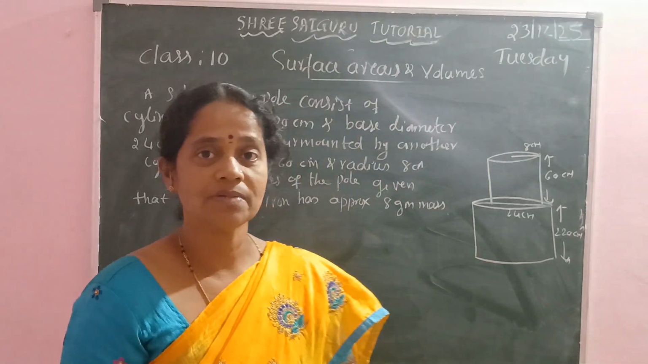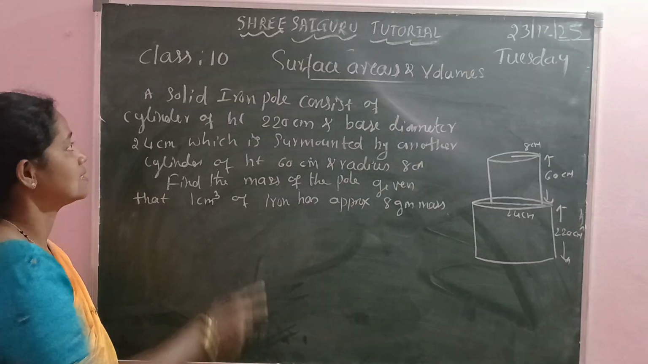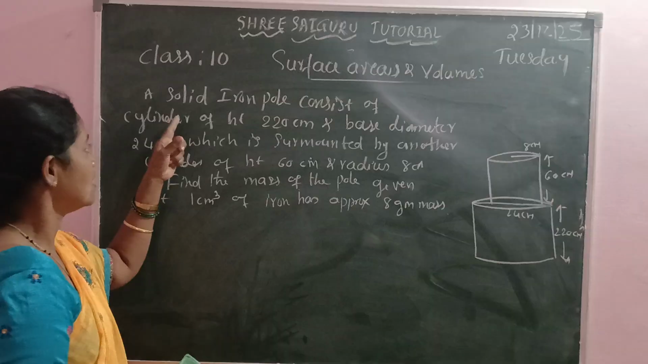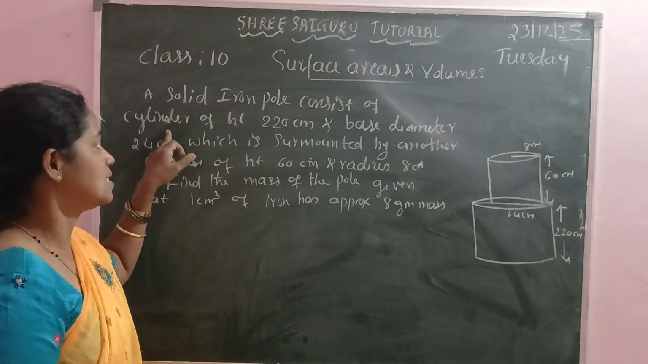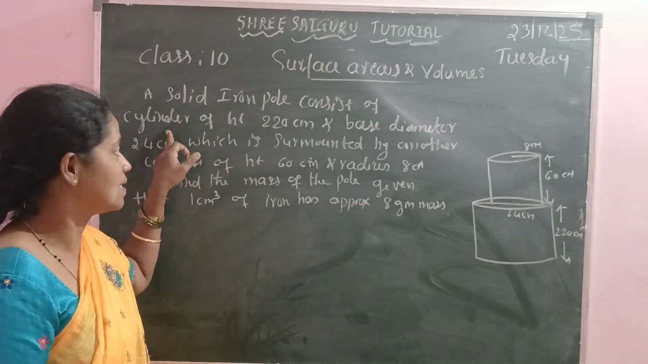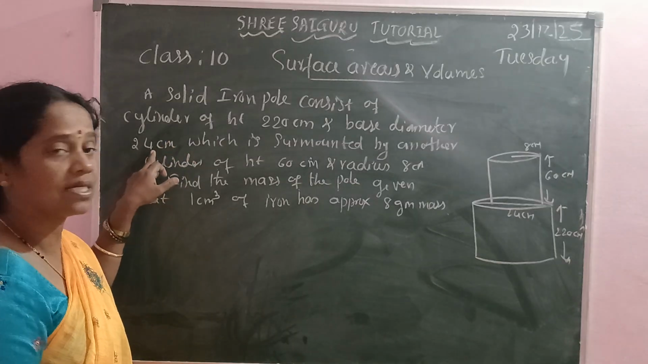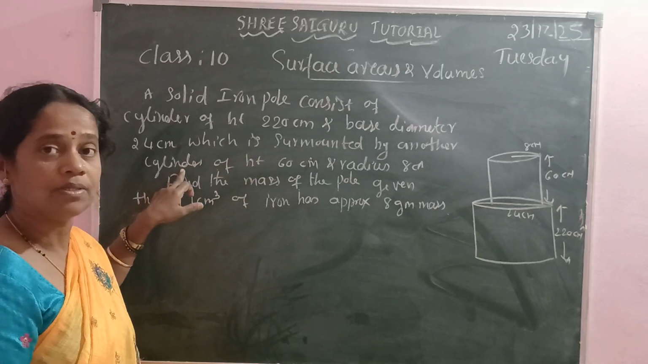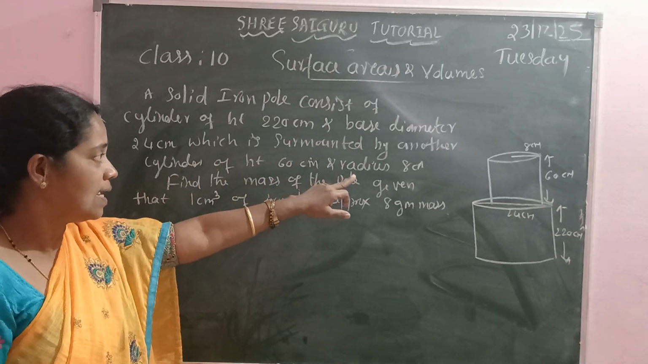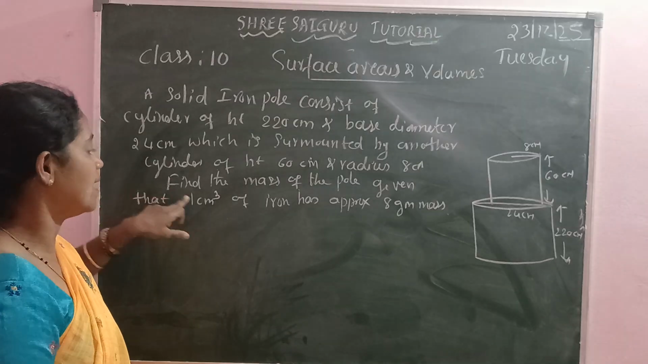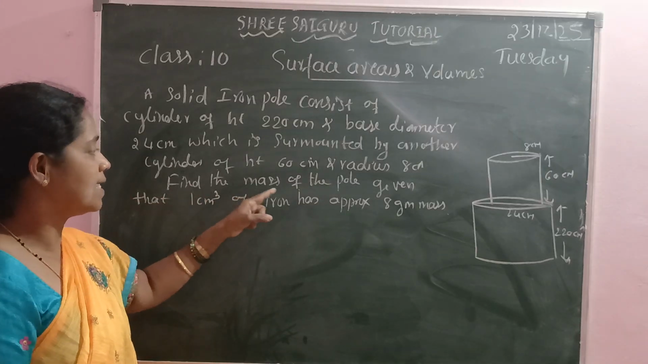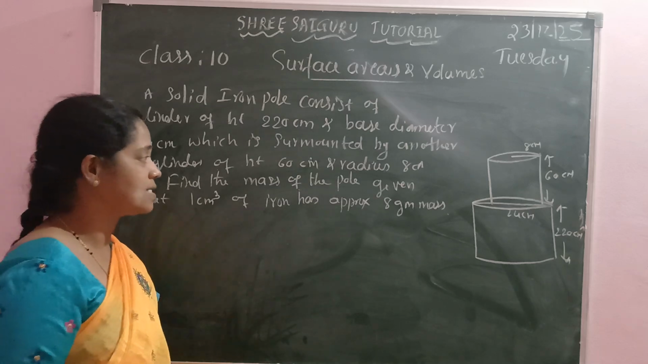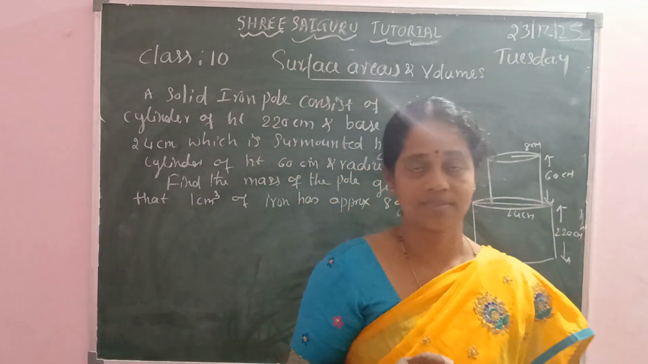Today one more question from the class 10th standard. Chapter name is surface area and volume. What is the given question here? A solid iron core consists of a cylinder of height 220 cm and base diameter measuring 24 cm, which is surmounted by another cylinder of height 60 cm and radius 8 cm. Find the mass of the core given that 1 centimeter cube of iron has approximately 8 gram mass.